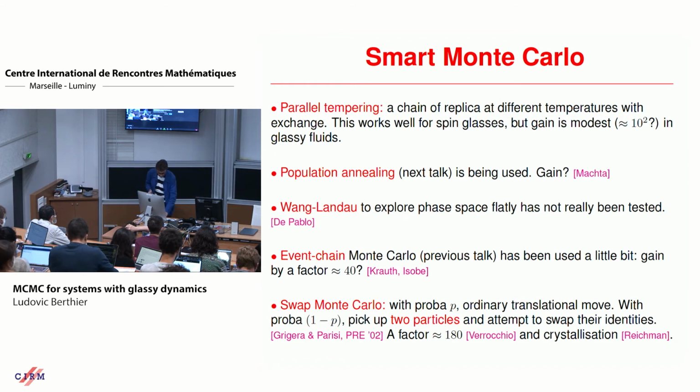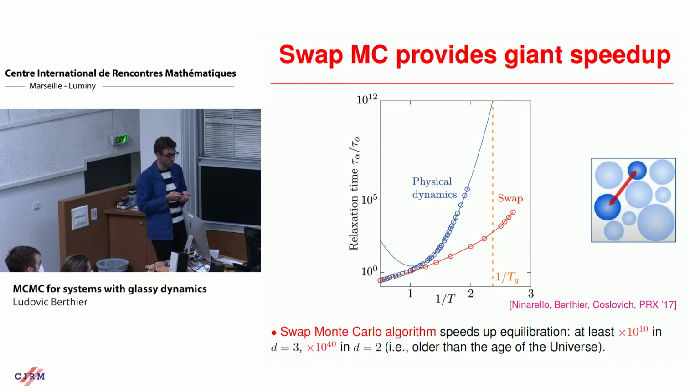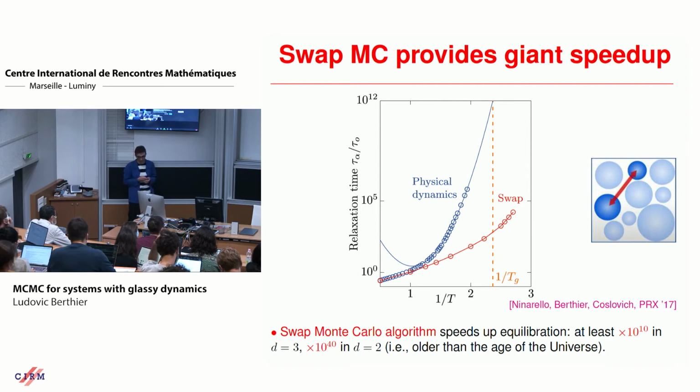What was a surprise to us is that if you think just a little bit more about the swap Monte Carlo algorithm, first of all, you can forget about crystallization by thinking harder about the types of particles and the size distribution that you choose. We worked very hard, well, actually my student Andrea Ninarello worked hard to develop models for which crystallization was no longer an issue. So we could concentrate on the speed up, because we could forget about the crystal.